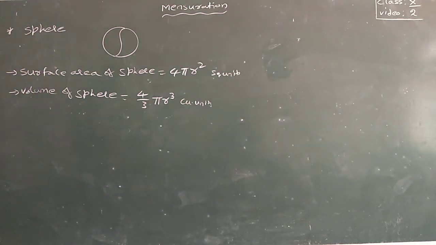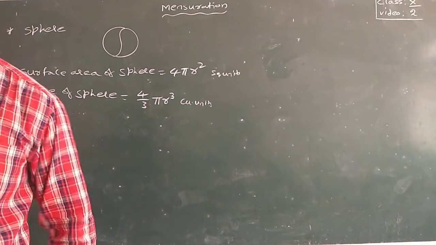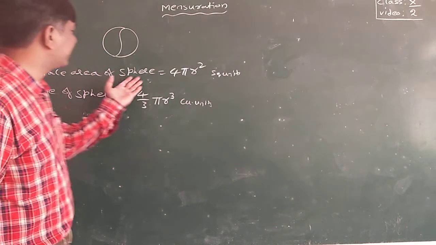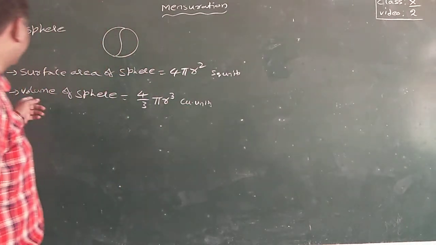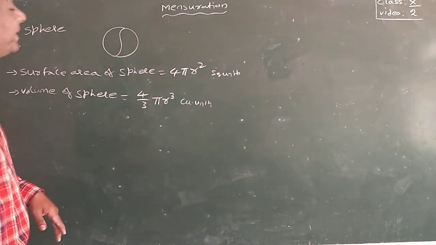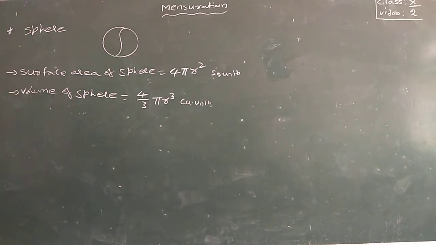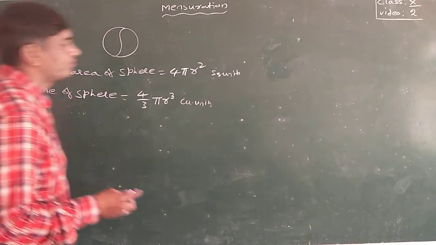Okay. Now volume of a sphere. In a sphere there is no separate formula for TSA and CSA. Only one, surface area. Okay. Surface area of a sphere is equal to 4 pi r square, whereas volume of a sphere is equal to 4 by 3 pi r cube. And next one is a hemisphere.